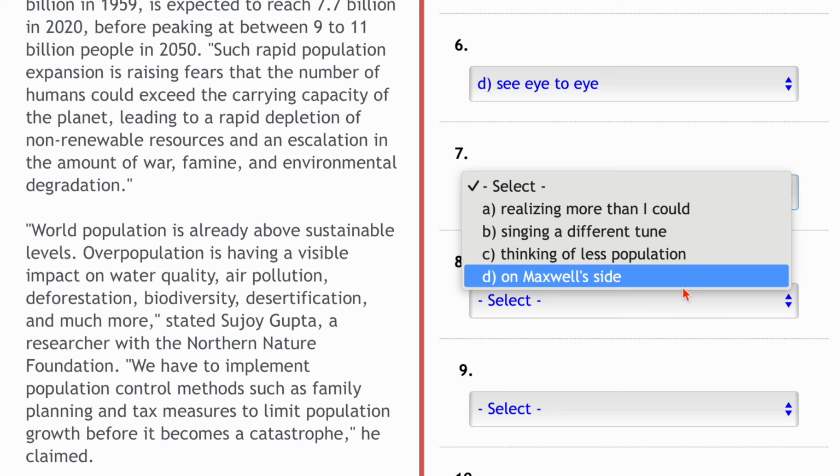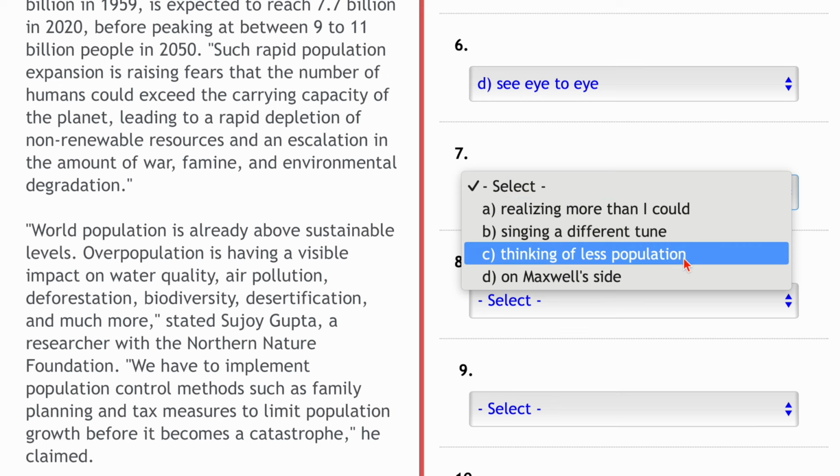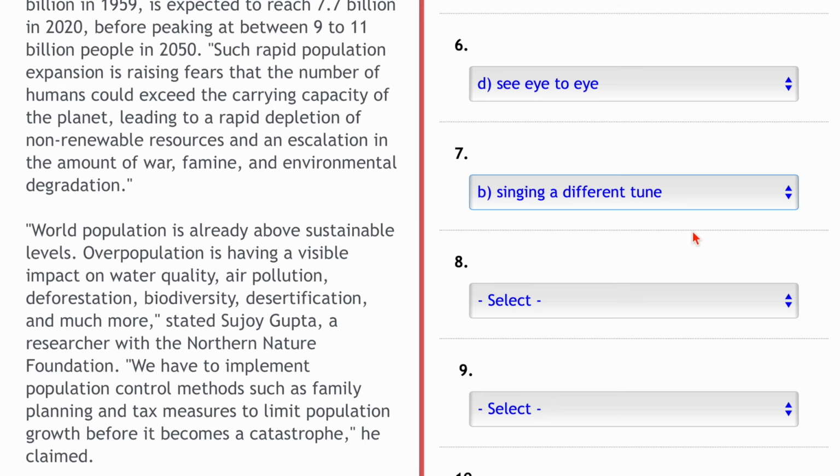I would be realizing more than I could sounds strange. This phrase doesn't really sound good here. It kind of means I would see or believe in population growth, but not realizing more than I could. No, maybe I would just be realizing population growth more. So not A. B or C? The answer is B.